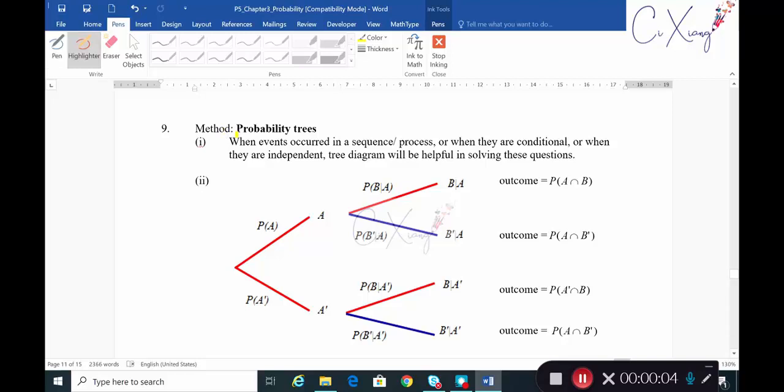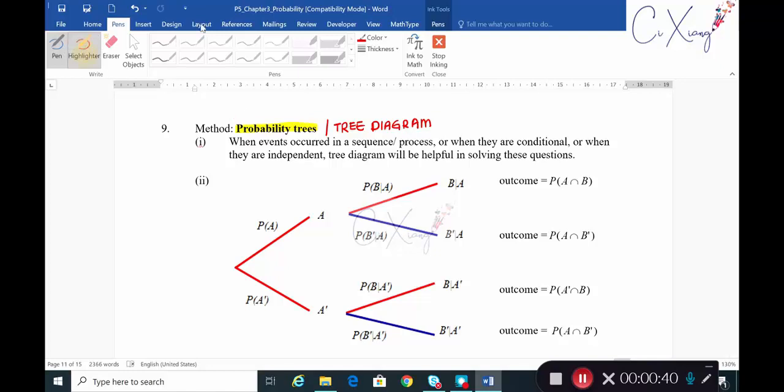For this video, we are going to learn another method to find out the probability, where we know it as probability trees, or some reference books will call it a tree diagram. Generally, I think this is a method that is widely used in a lot of questions. So when are we going to use this method?